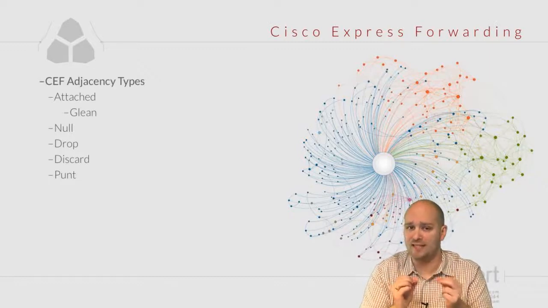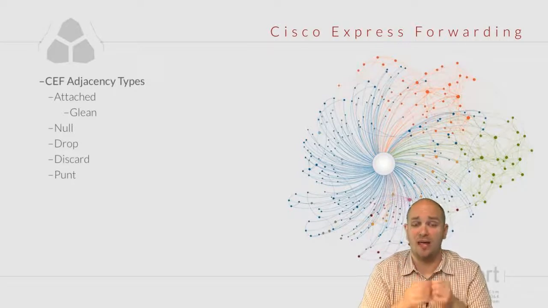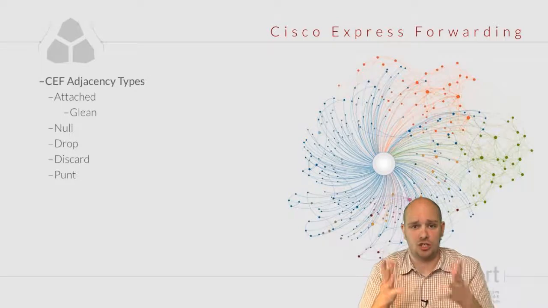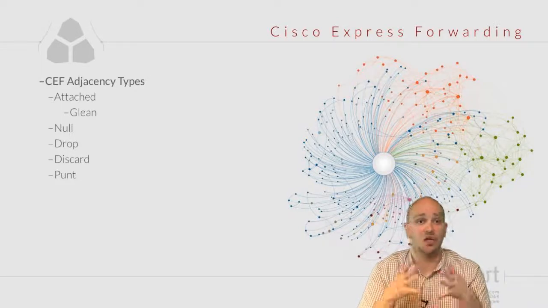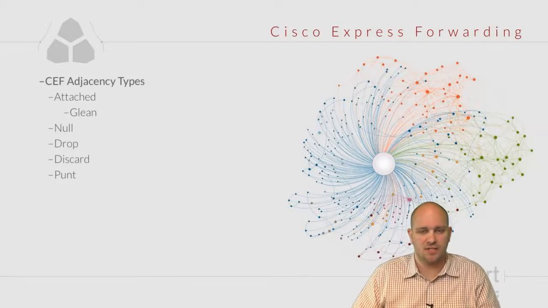That suddenly becomes a drop adjacency. However, the discard adjacency is a purposeful discard, a purposeful rejection of the traffic that we have actually configured. And last but not least is the punt adjacency.